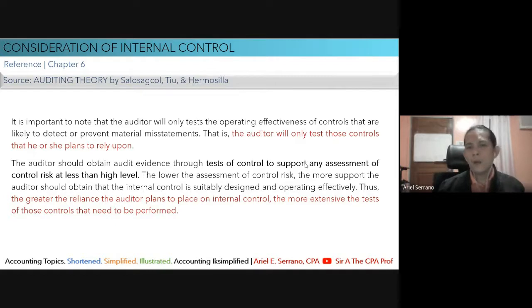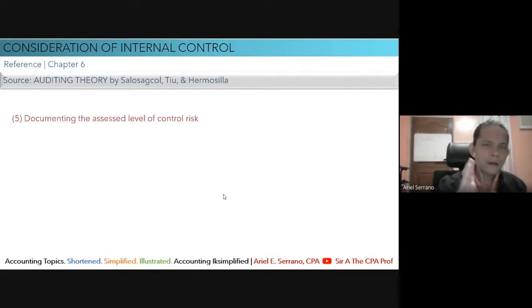The lower the assessment of control risk, the more support the auditor should obtain that the internal control is designed and operating effectively. Okay, therefore, this highlighted part: the greater the reliance the auditor plans to place on internal control, the more extensive the tests of those controls that need to be performed. Please take note, because you might get confused later on. That is step 4. Step 5 is documenting.